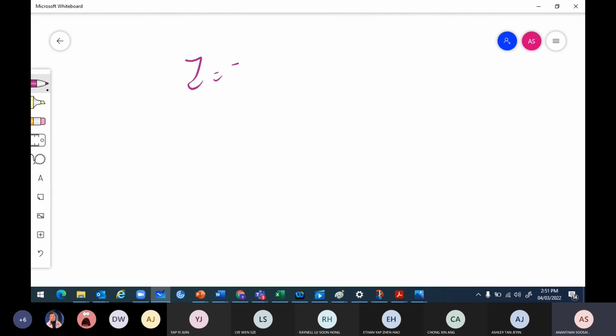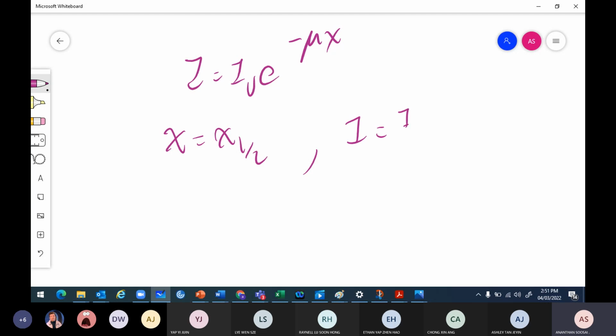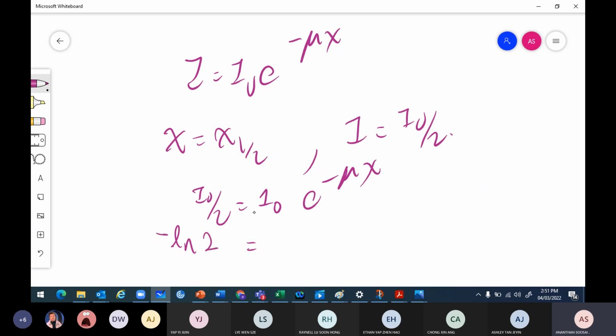I equals I naught e to the negative mu X. When the thickness is the half thickness, I becomes I naught over 2, right? So I naught over 2 equals I naught e to the negative mu X. Take ln on both sides. I naught cancels, so we get ln half, which is negative ln 2, equals negative mu X.